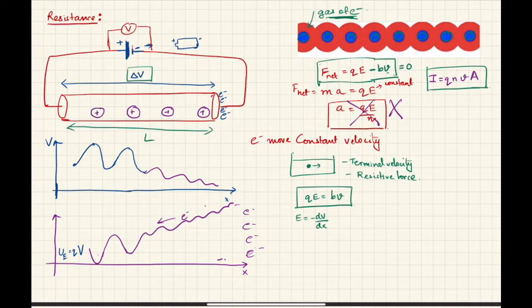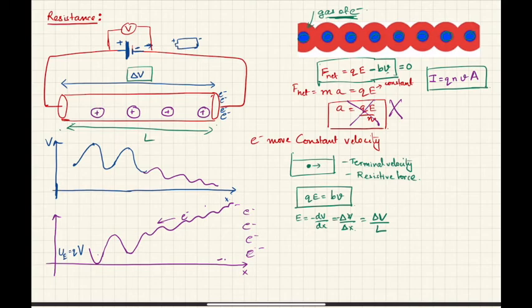And in this case, the change in x is just the length of the wire. If I'm going in this direction, then the various minus signs all cancel out, and I'll just rewrite this as delta V by L. So that's the change in voltage across the wire divided by the length of the wire. That's the electric field.